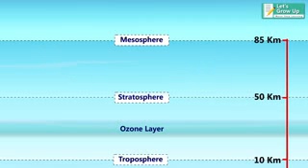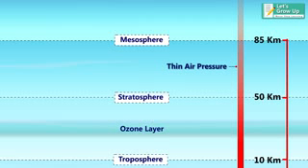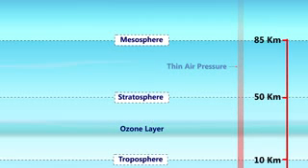layer. The air in the mesosphere is far too thin to breathe. Air pressure at the bottom of the layer is well below 1% of the pressure at sea level, and continues dropping as you go higher.